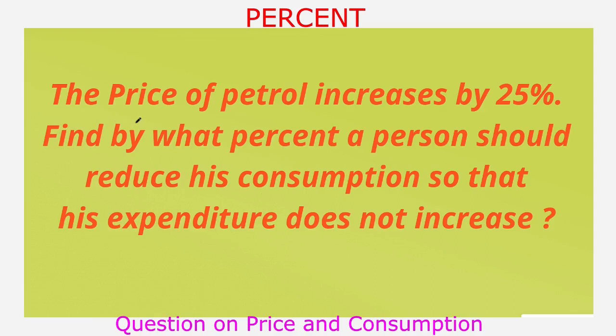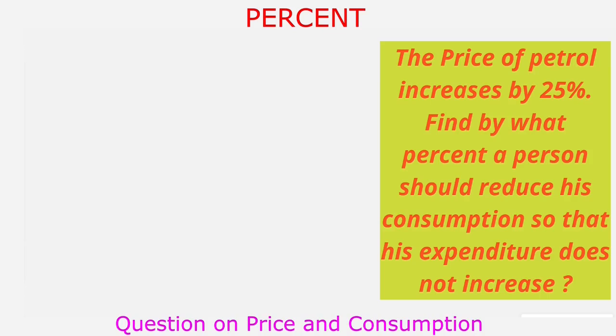The price of petrol increases by 25%. Find by what percent a person should reduce his consumption so that his expenditure does not increase. We solve this question by two methods. First, we will solve it by a formula, and the formula is R into 100 divided by R plus 100.